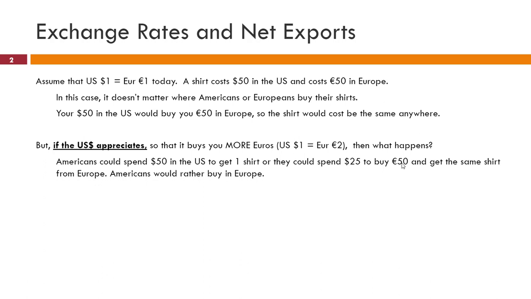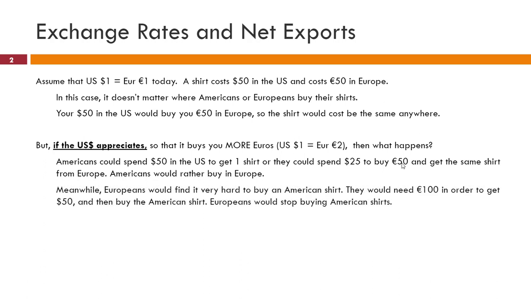Americans would feel relatively rich looking at things around the world. Meanwhile, Europeans, of course, would feel the exact opposite. Europeans would find it very hard to buy an American shirt. If a European was previously used to buying their shirts in America, maybe just because they liked the brand name or something like that, they would now need 100 euros in order to get the same $50, right?